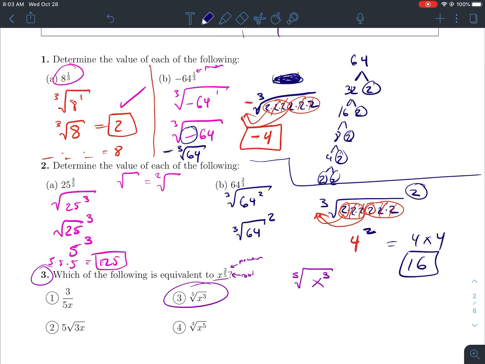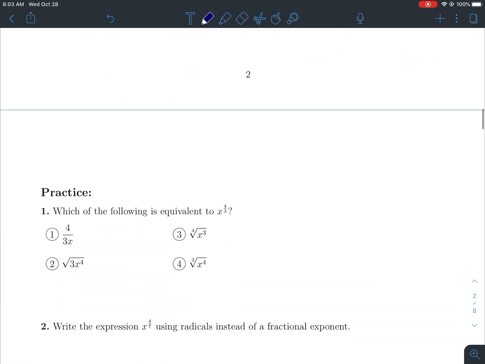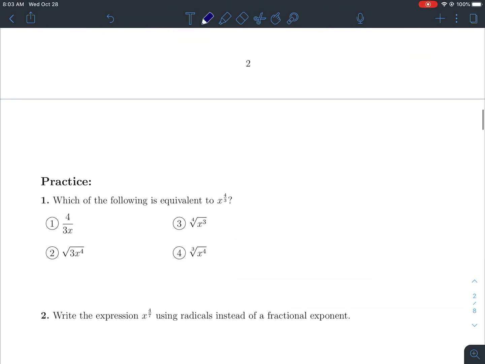So this is actually awesome. All right, guys, the rest of the problems are practice problems for you. Good luck with them.